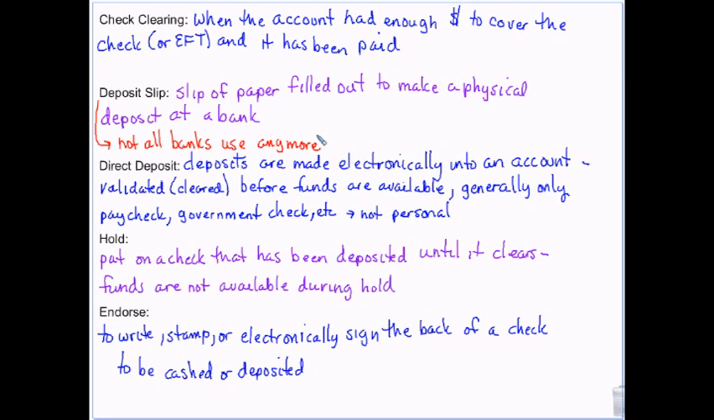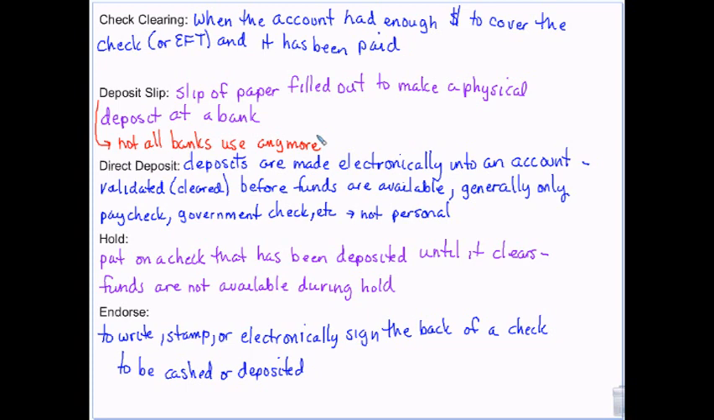A hold gets put on a check. If somebody writes you a personal check and you deposit it in your bank account, and it's from another bank or another state, or over a certain amount, then the bank can put a hold on the check. That means that even though you've deposited it, you don't have access to it until it clears from the other bank.